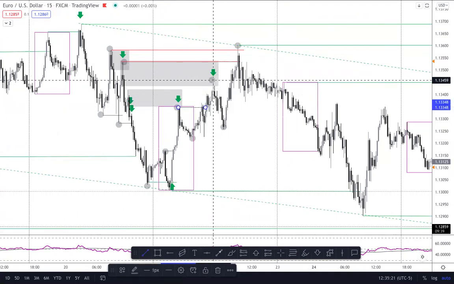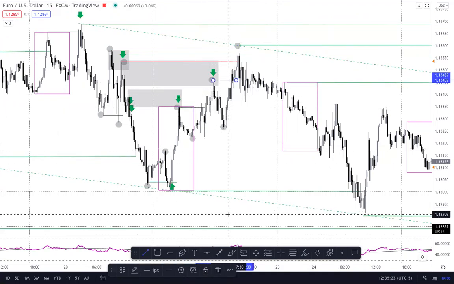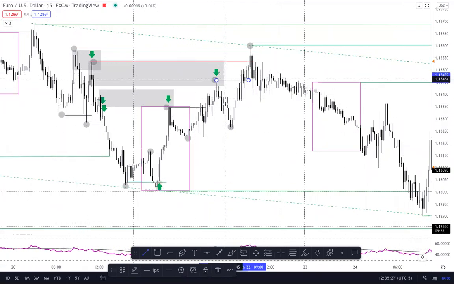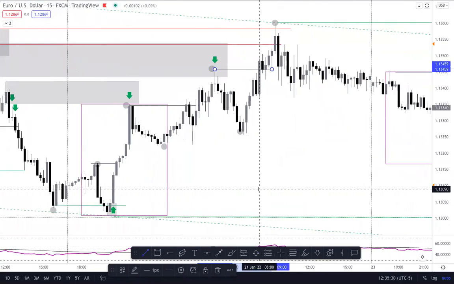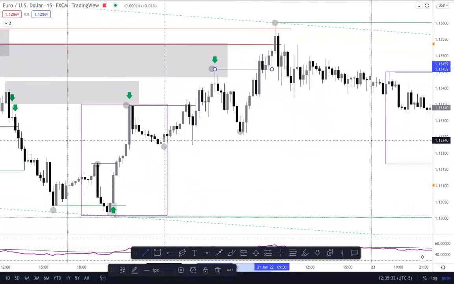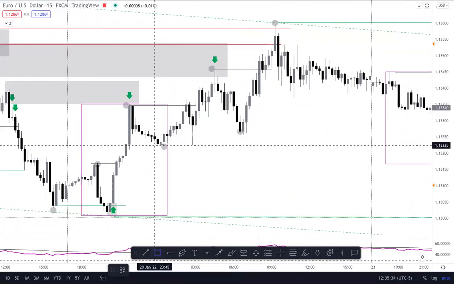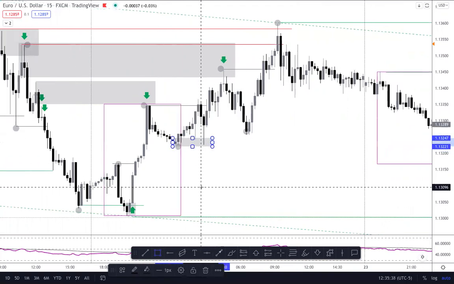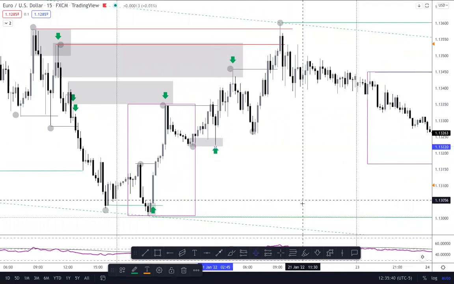We look for continuations. This is gray. We look for continuations. It's the same exact thing that has happened over here. Here's that momentum shift. Here's the extreme. We want to take, after that engulfing here, this OB, and we can clearly see that we can get into buys.